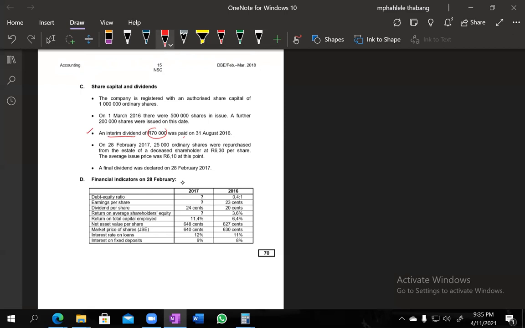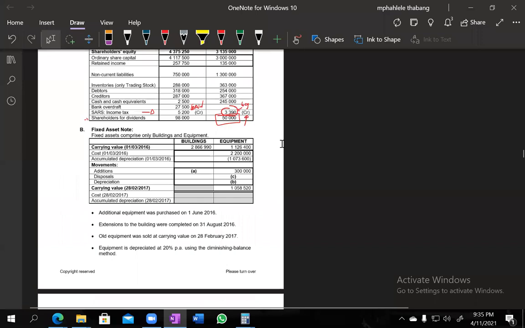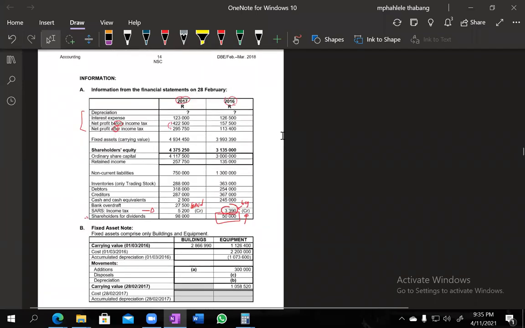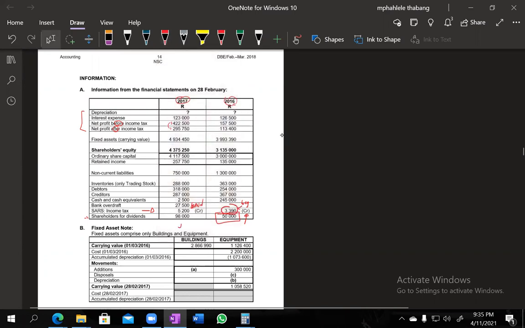Oh, don't look further. I wish you hear me here. The shareholders for dividend at the end of the year, these shareholders for dividend of 98,000, it is your final dividend.